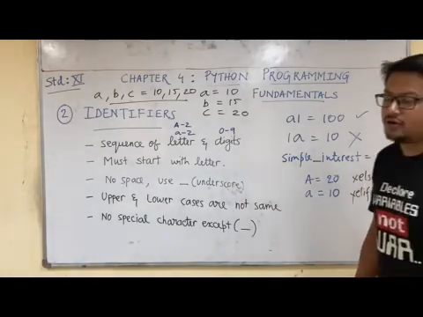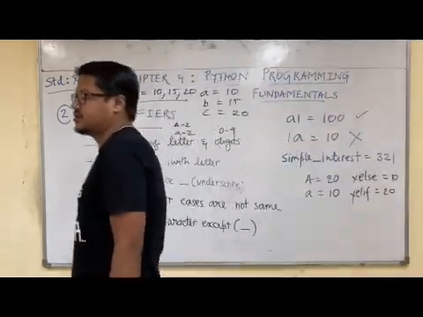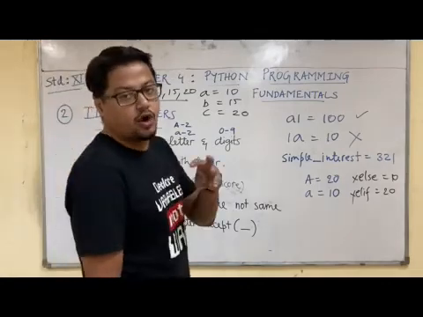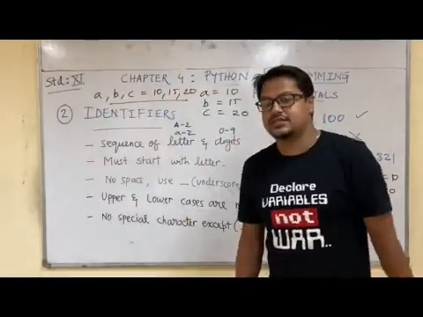So in this video on tokens, we have discussed two parts, the first two parts, that is keywords and identifiers. The remaining three parts, that is literals, operators and punctuators, we will discuss in the next video.